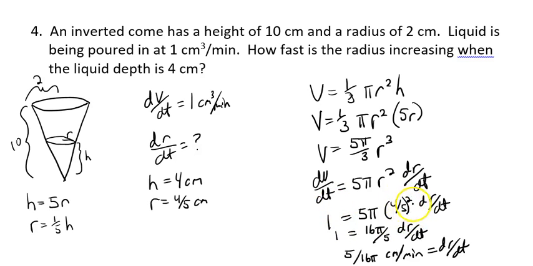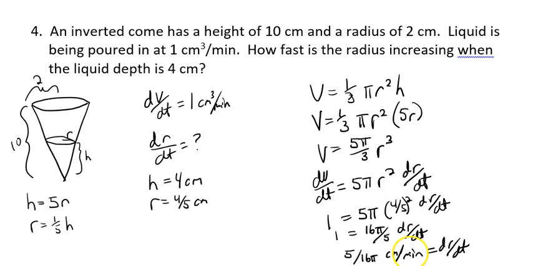I have to square the 4 and the 5, and then the 25 and the 5 will reduce, and the 4 squared is 16. So that's where I got the 16 over 5 pi dr/dt. And then I need to divide by 16 pi over 5 or flip and multiply. So I get 5 over 16 pi centimeters per minute.